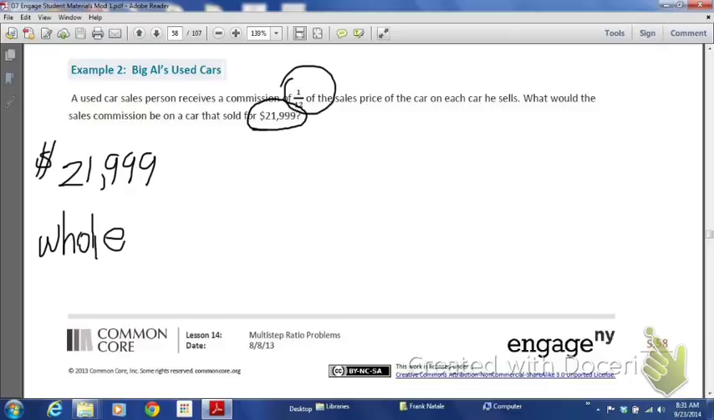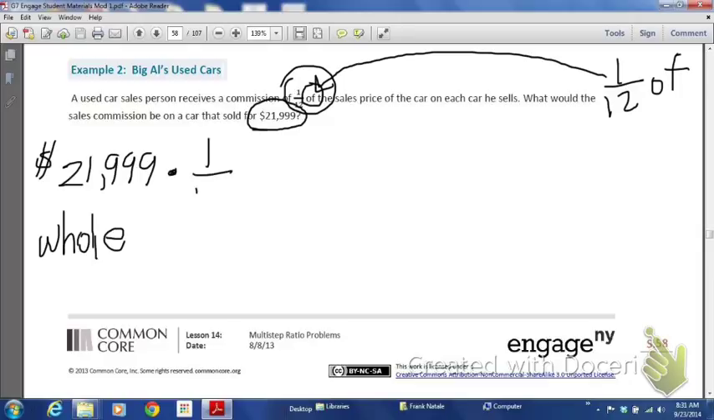Okay, now here we go. This is very simple. Now you could use other methods if you want to, method 1, method 2, method 3, but the truth is we can just use what we know about multiplication of fractions, because remember the secret word here is the word of. Okay, so if I'm going to find 1/12 of $21,999, I am just going to go ahead and multiply that by 1/12.